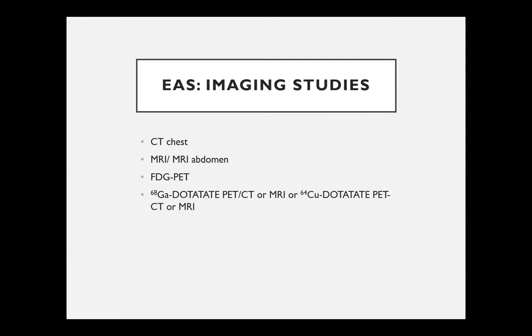The dotatate scan has a high sensitivity, up to about 80%, in localizing ectopic Cushing's. Another important thing is that well-differentiated tumors tend to have more dotatate uptake and minimal FDG uptake, whereas poorly differentiated tumors have less somatostatin expression and high metabolic activity, so they have higher FDG uptake and can appear as false negatives on scintigraphy.